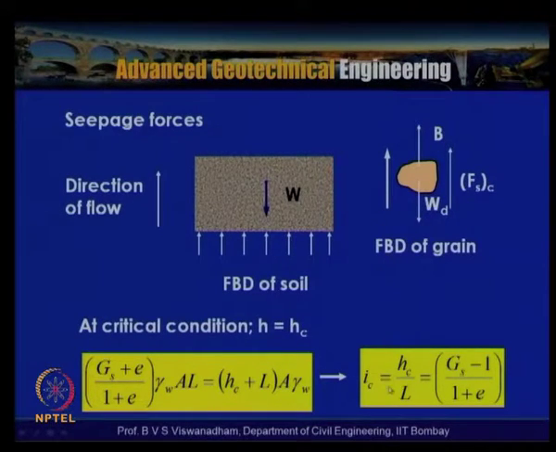So, by simplification what we get is that Ic is equal to Hc by L is equal to (Gs minus 1) by (1 plus e). Here Gs is the specific gravity of the solid particles, and e is the void ratio of the soil matrix. So, the critical gradient Ic is equal to (Gs minus 1) by (1 plus e).